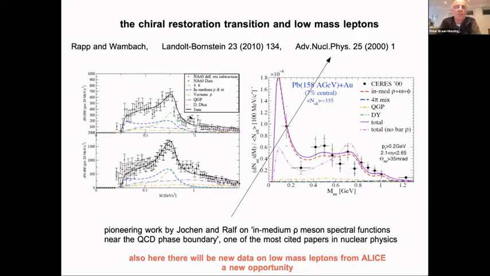And this surprising result tells you that the spectral function of Rho mesons actually changes significantly inside the medium. And this significant change is actually quantitatively understood by the interaction of the in-medium Rho with the surrounding nucleons mostly. Quark-gluon plasma and other contributions are actually very small. And I should point out that this paper here is one of the most cited papers in nuclear physics and has shaped the direction of that field very much.